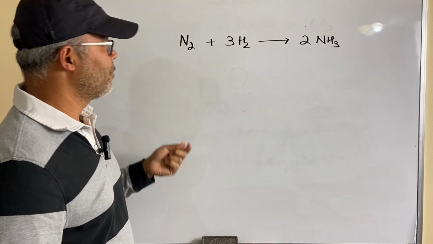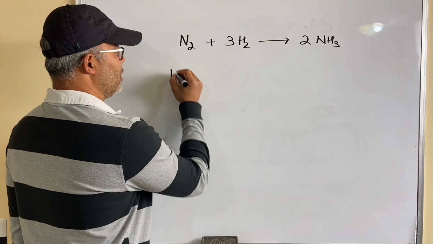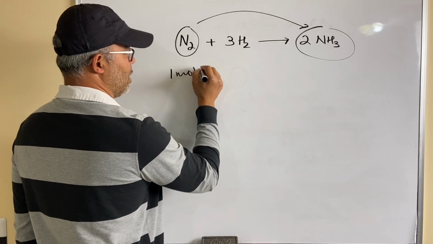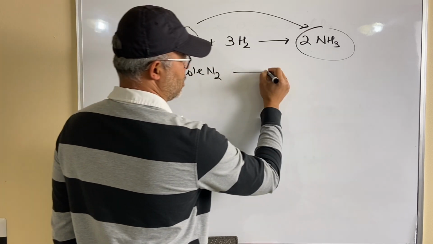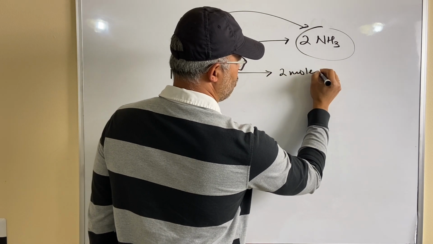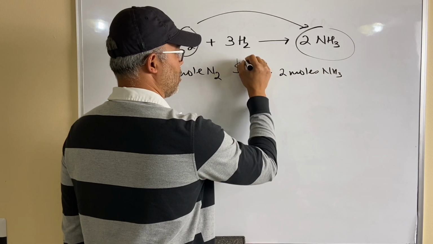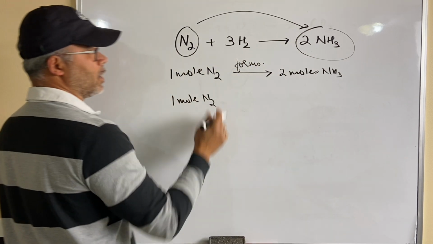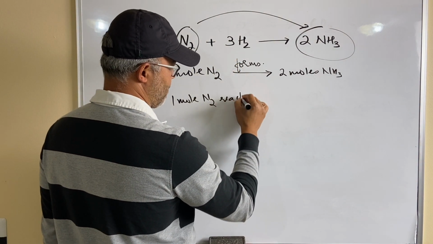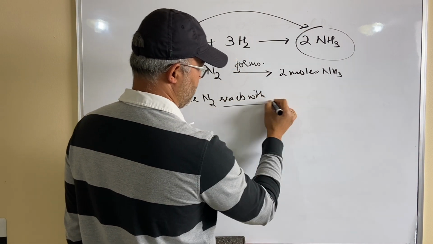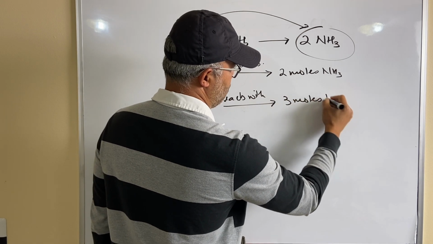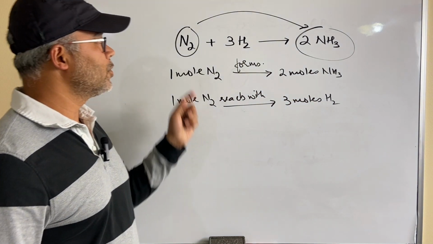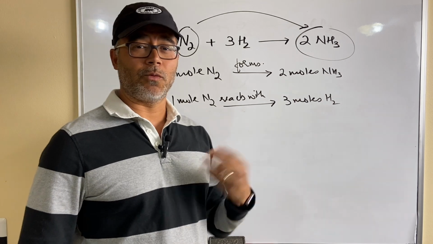Some other things we can figure out from this. We can directly relate the N2 to the NH3 by saying 1 mole of nitrogen forms 2 moles of NH3, or we can say 1 mole of nitrogen reacts with 3 moles of hydrogen. Okay, so there's a few different ways you can look at this. You don't have to always factor in all 3 of them in what you're looking at.